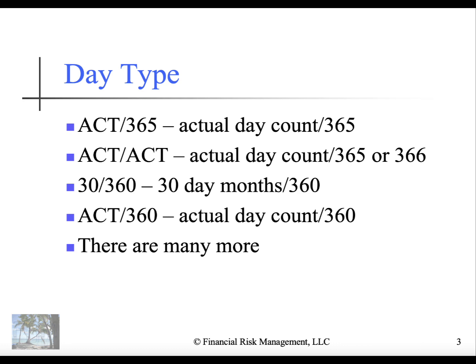Another popular method of computing days that dates back to prior to having easy access to computers is what's known as 30/360. And so there's an implicit assumption of 30 days in a month divided by 360. Another popular method, particularly used with money market instruments, is actual over 360. You calculate the number of actual days, say in a quarter, you divide that by 360.